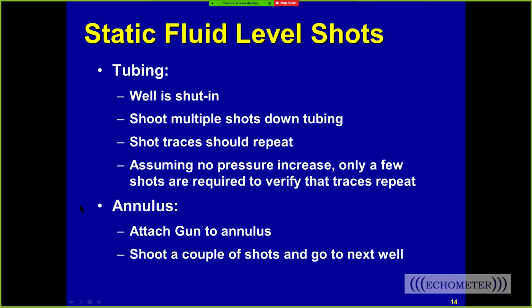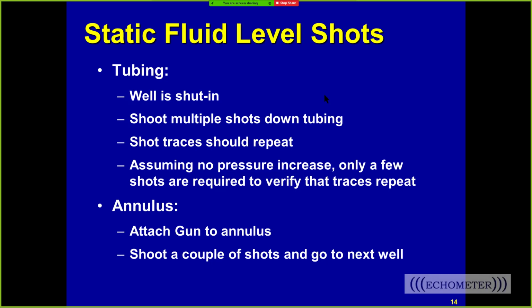So if you're going to shoot a static fluid level, the idea is that the well is shut in and it's stabilized and it's quiet, and you can shoot multiple shots down the tubing, and you should take at least 2 shots. A liquid level kick should repeat, and you shouldn't see an increase in pressure at the well if it's actually static.